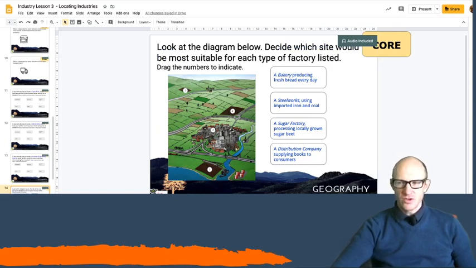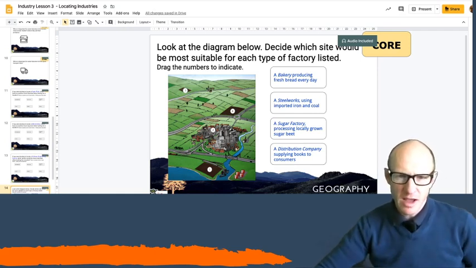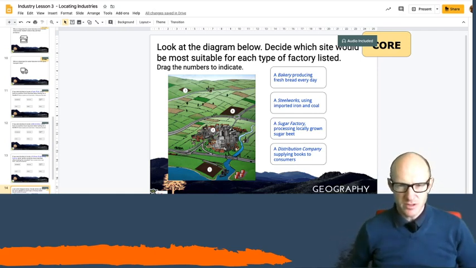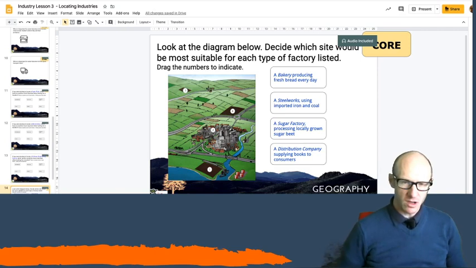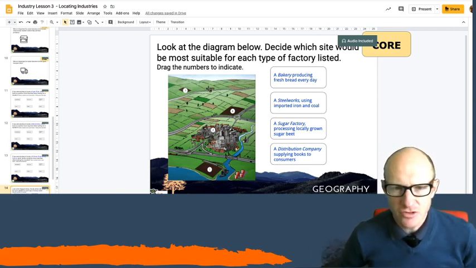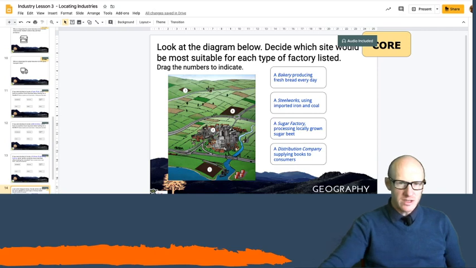Then, once you've done those, there is a diagram here. There are 4 different options of places that you can locate the factories. You need to decide which one goes where. So you've got a bakery producing fresh bread every day. You've got a steelworks using imported coal and iron. You've got a sugar factory, which processes locally grown sugar beet. And you've got a distribution company that supplies books to consumers. Which site is best for each one of those factories? Drag the numbers and put a number next to each box for your answers.